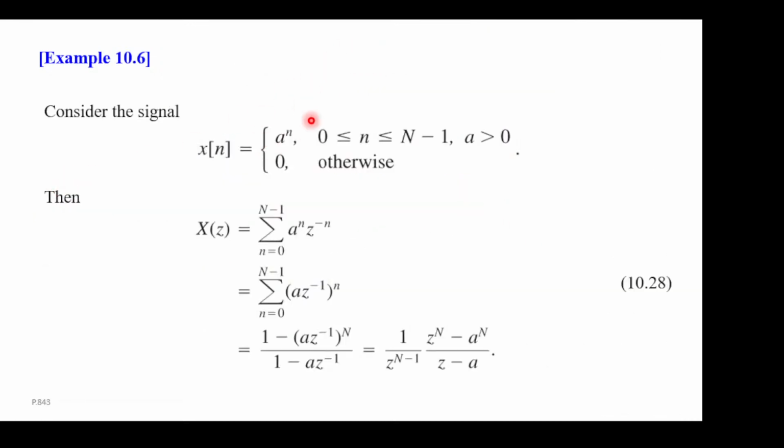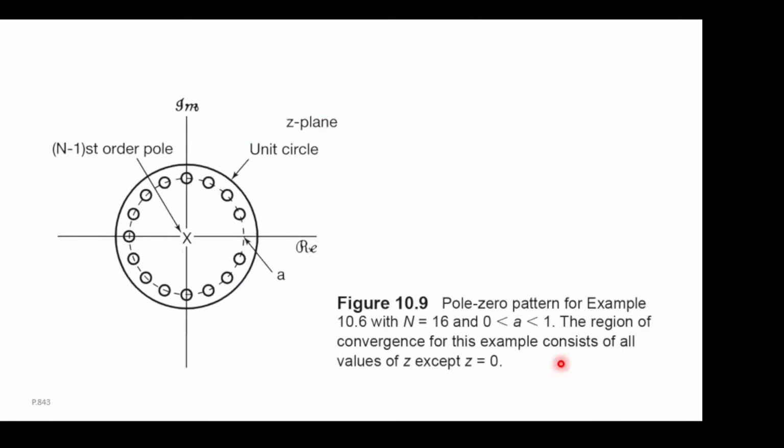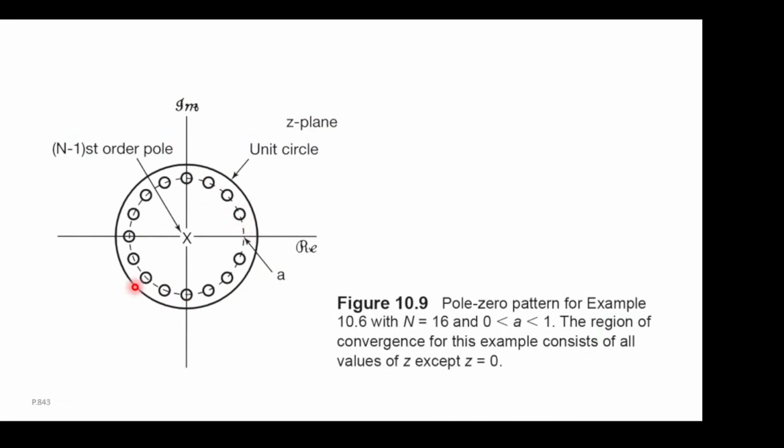Yeah, because of those positive terms, 0 is not in your ROC. So this is an example of a finite duration function. It has a quite interesting pole-zero plot. It has a lot of zeros. And the ROC is everywhere except at the pole at 0.